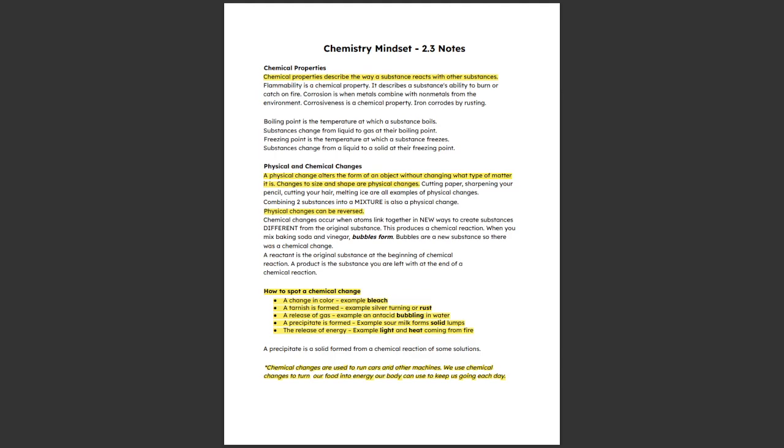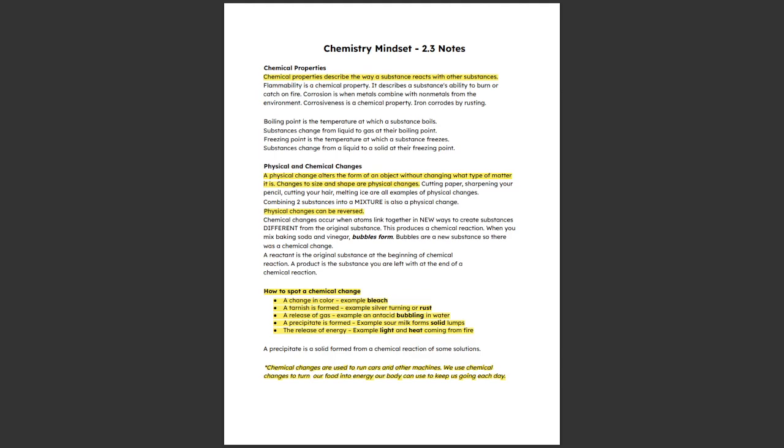A physical change alters the form of an object without changing what type of matter it is. For example, changes in size and shape. Cutting something, breaking something, phase changes are all examples of physical changes. And also, I've highlighted there, they can be reversed. Maybe not easily, but they can be. For example, it would be pretty hard to stick a piece of paper that's been cut apart together, but theoretically, it can be undone.